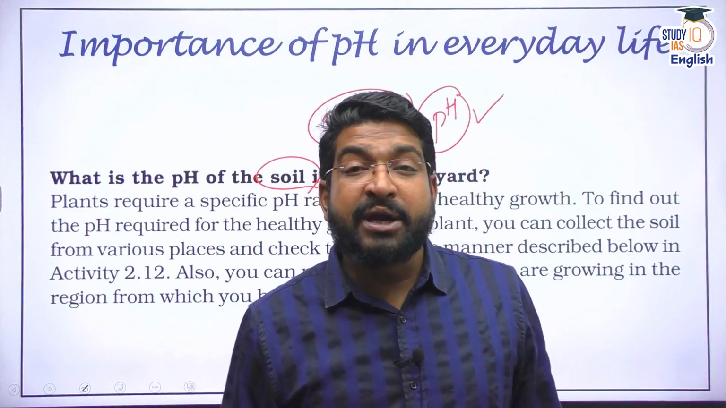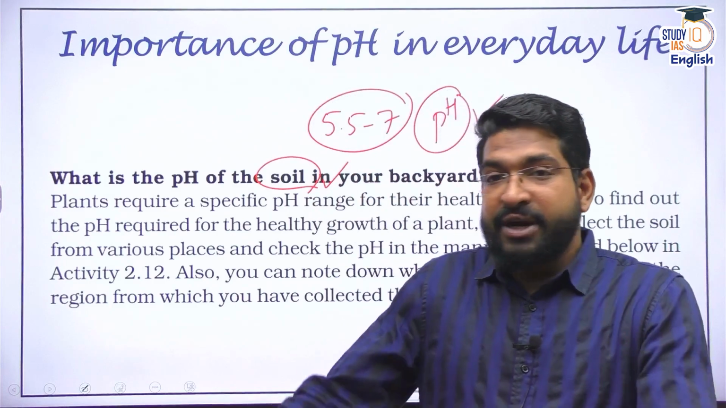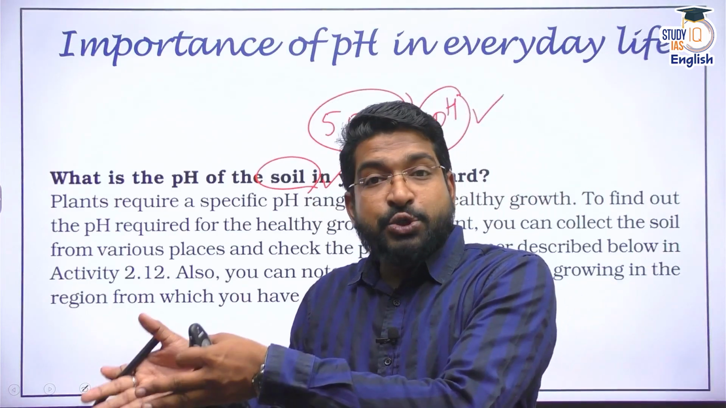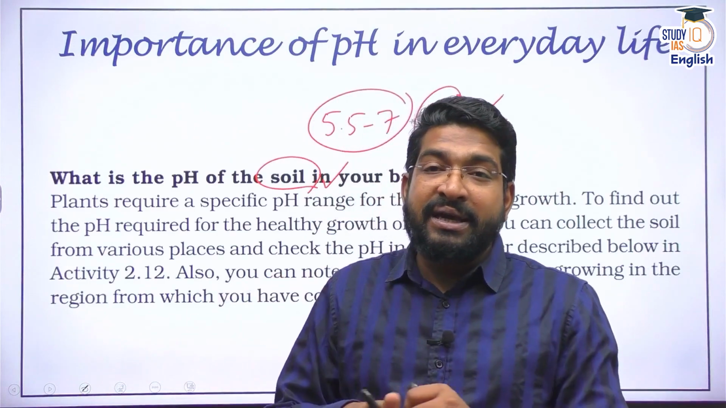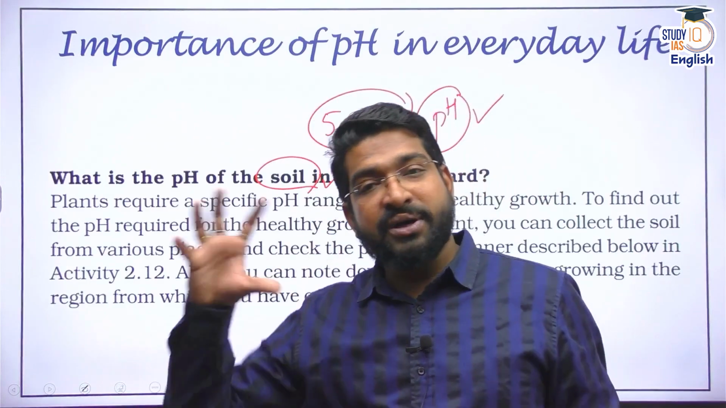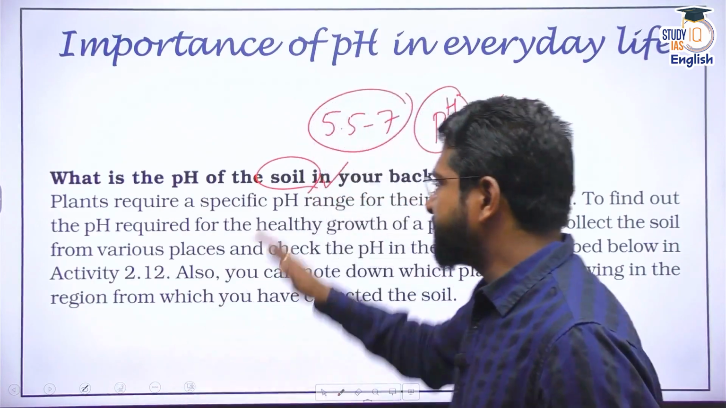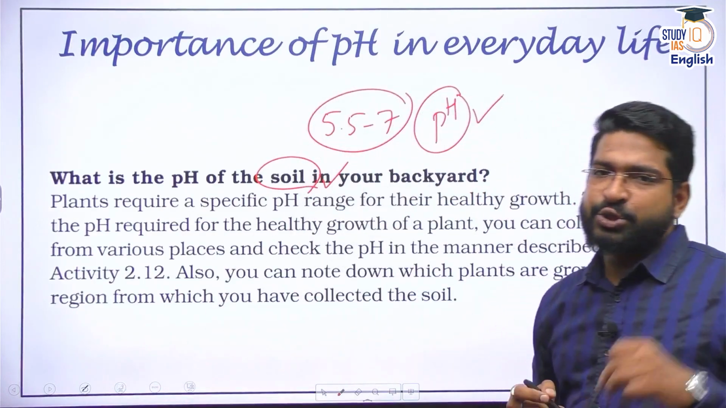That's why it becomes imperative for farmers, for the government, for everybody involved to ensure that soil acidity is eliminated. Soil should not turn acidic. Soil should not turn completely basic as well. The optimum level should be somewhere between 5 to 7 pH.